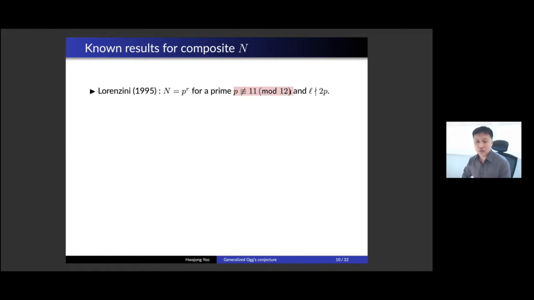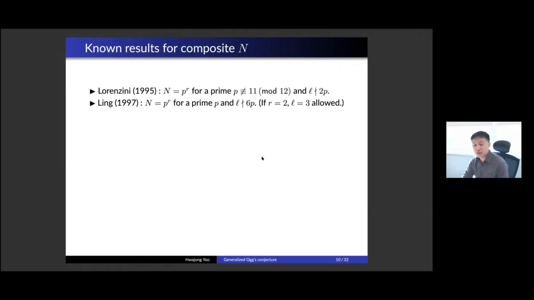But he could not prove that the map from the cuspidal group to the component group is surjective when p is congruent to 11 modulo 12, so he removed that case. This assumption comes from that fact. And San Ling proved that this map is surjective, but he could not handle the r equals 3 case when r equals 2, he also handled the r equals 3 as well. And there was no progress for more than 10 years.